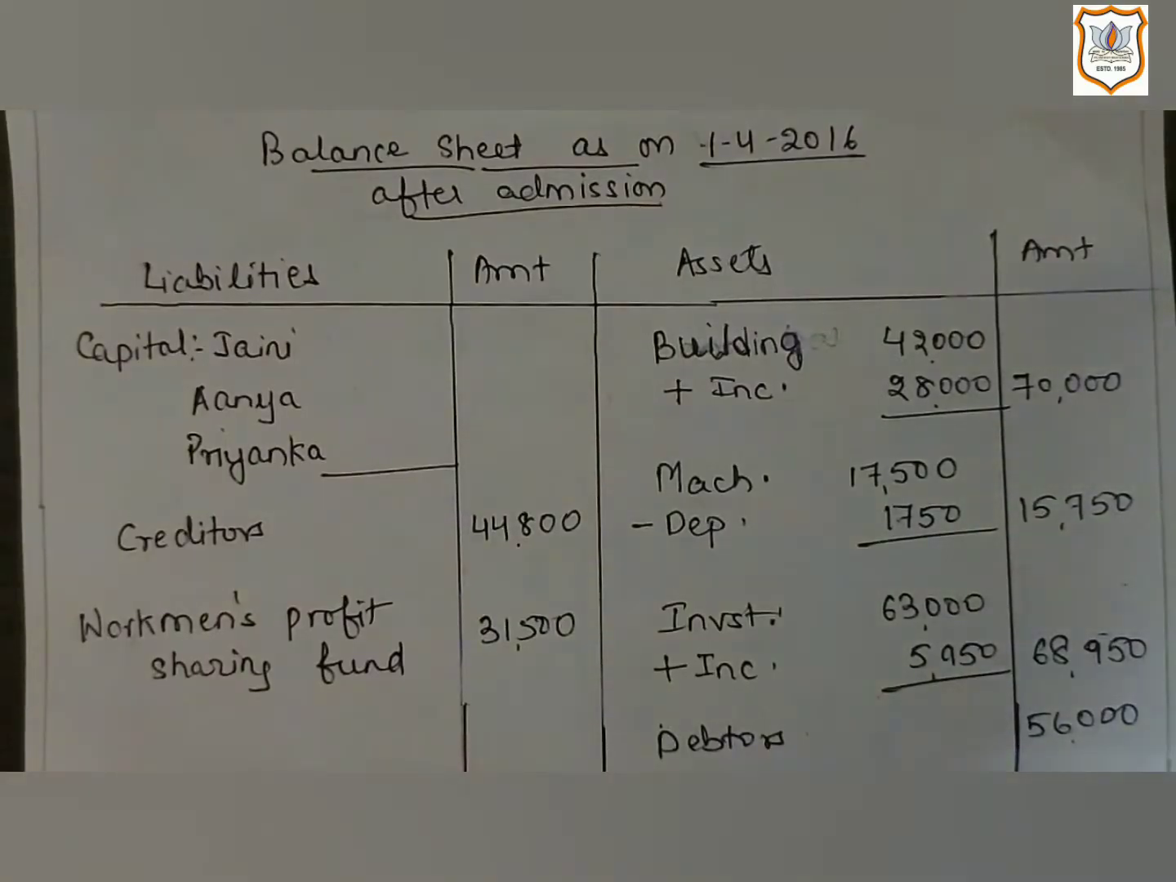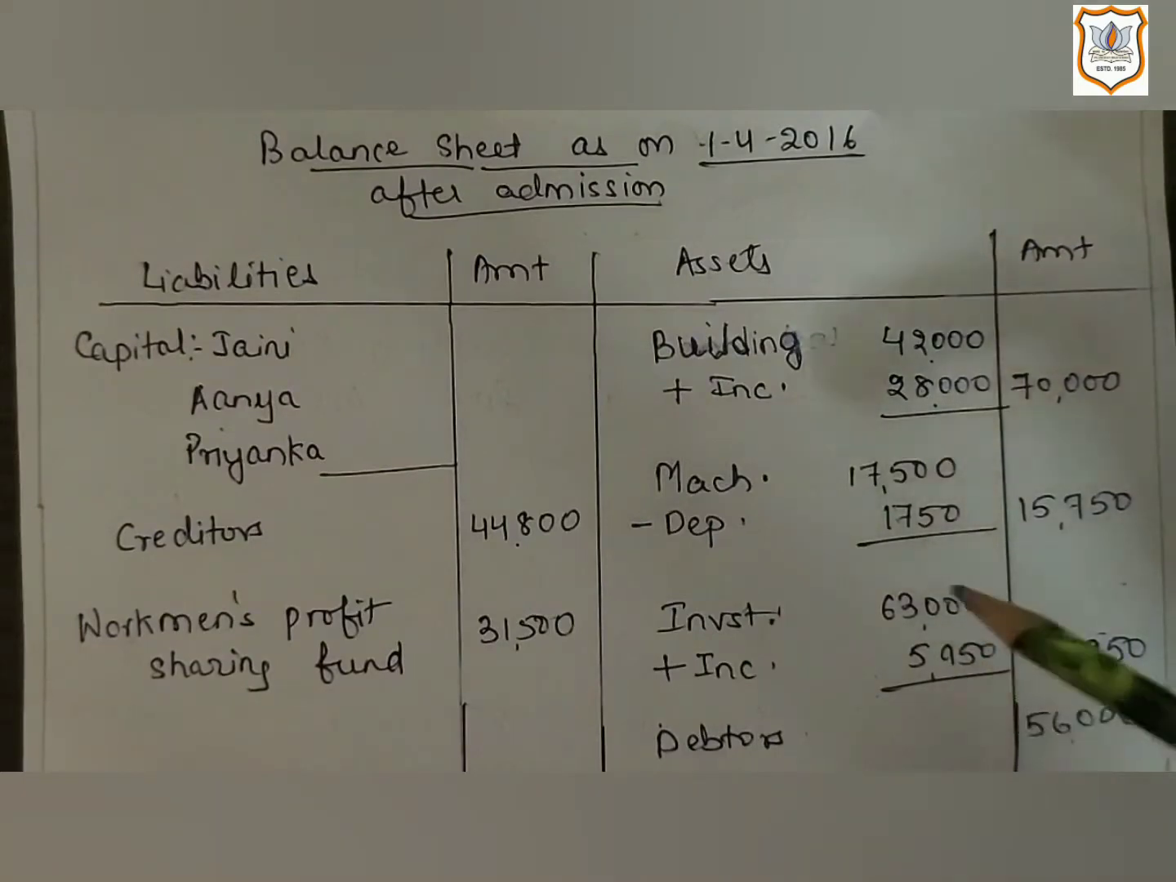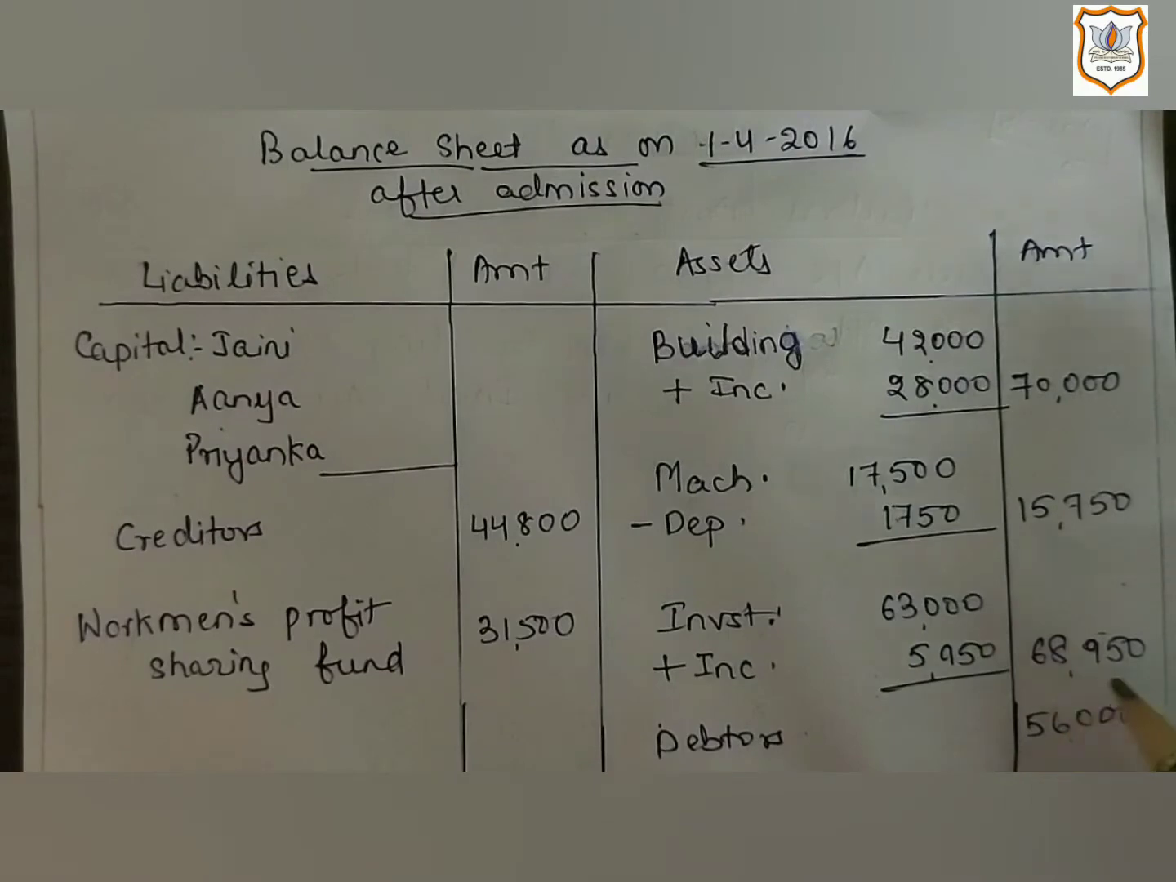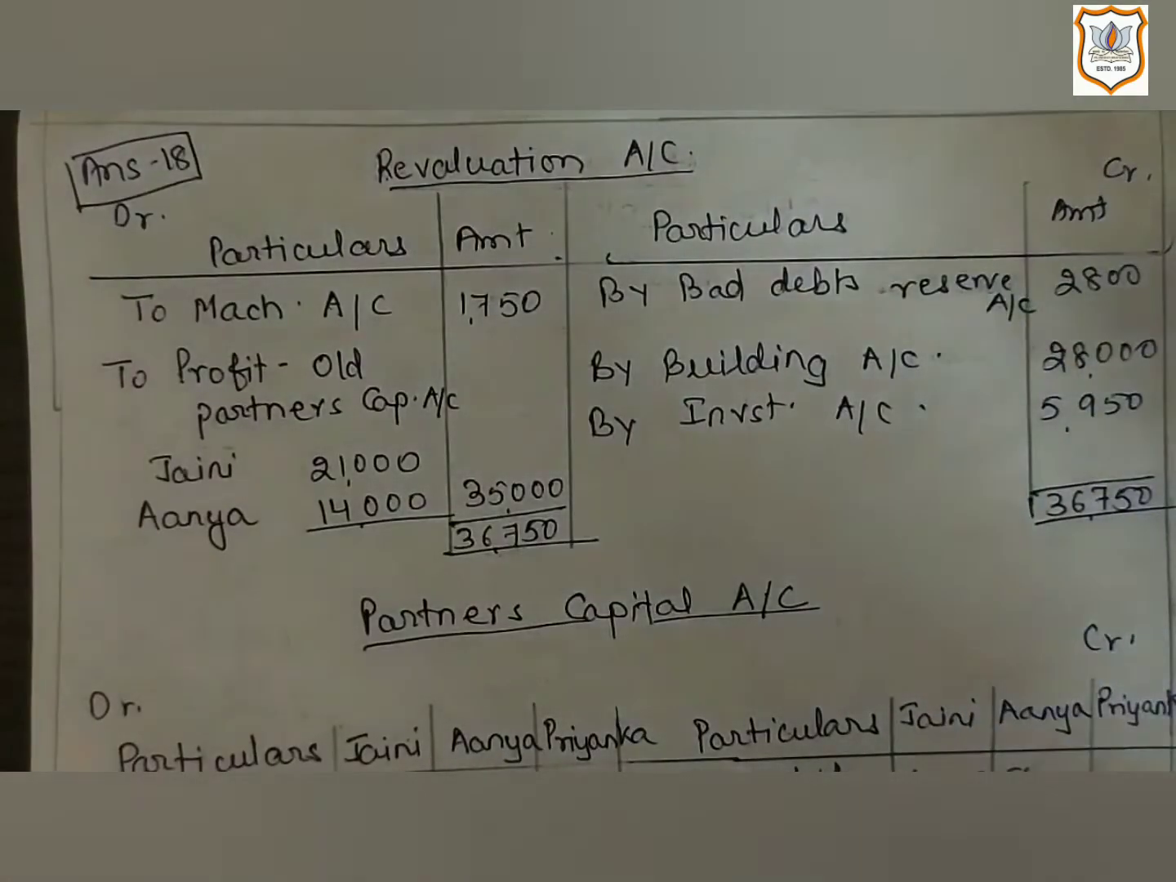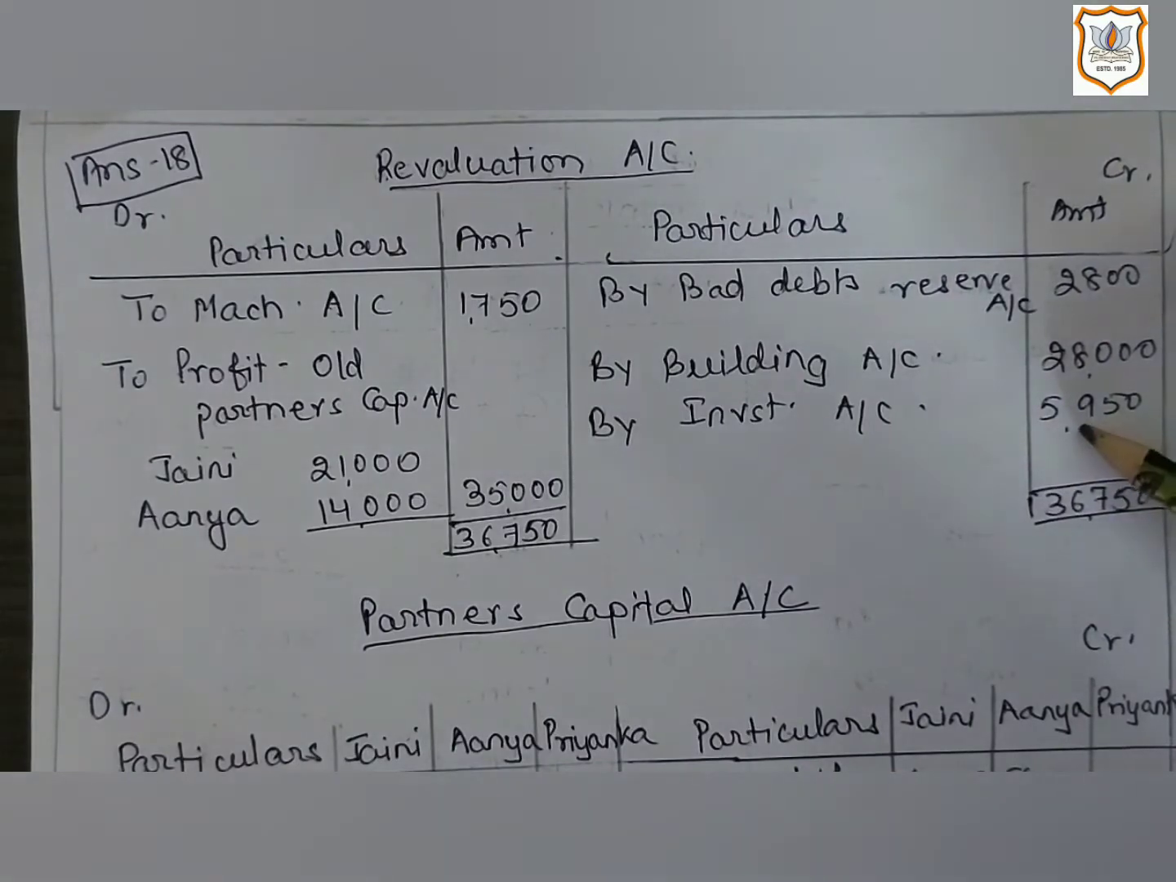Then the seventh point, the market value of investment is rupees 68,950. In the old balance sheet, investment is shown at rupees 63,000, so there is an increase in the value of investment. We will add 63,000 plus 5,950. In the outer column, we will show the market value given in the seventh point, 68,950, which indicates an increase in the value of investment by rupees 5,950. As the value of the asset is increasing, we will record it on the credit side of the revaluation account, by investment account 5,950.